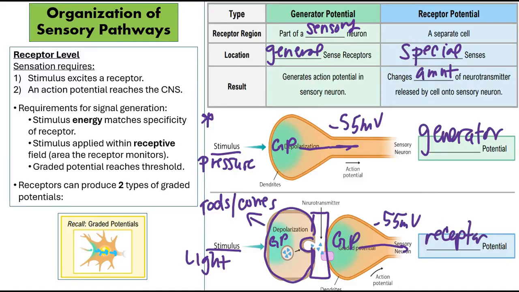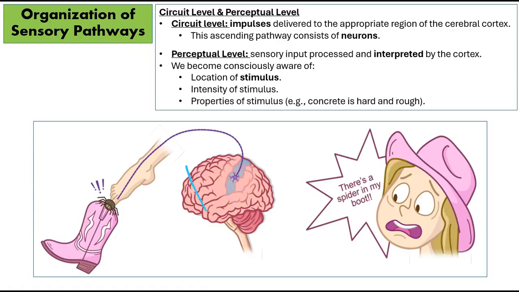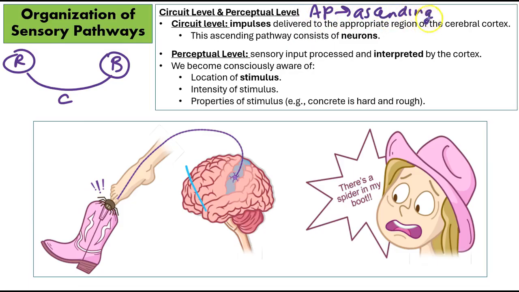Let's go ahead and get into circuit level and perceptual level. So circuit level and perceptual level is all about impulses. So remember, this is the goal of just taking whatever the receptor is telling you and sending that information to the brain. Okay, so that's kind of the idea behind it. If you have your receptor here and your brain here, the circuit is going to go between the receptor and the brain. So you can think of it that way as well. Okay? Now, what do we mean by this? We're going to have an action potential that's going through an ascending pathway. You can also say afferent to the brain.